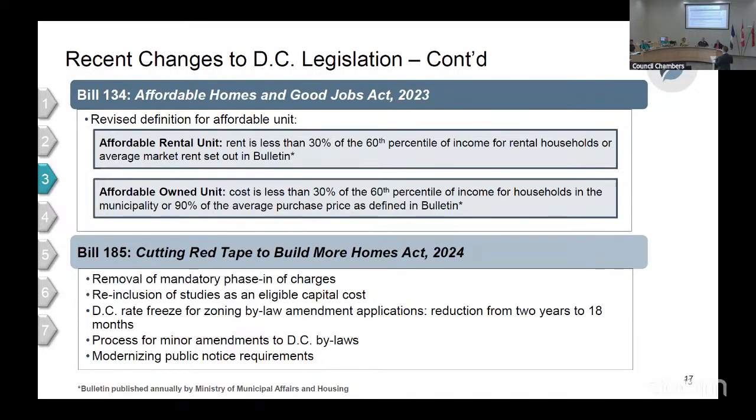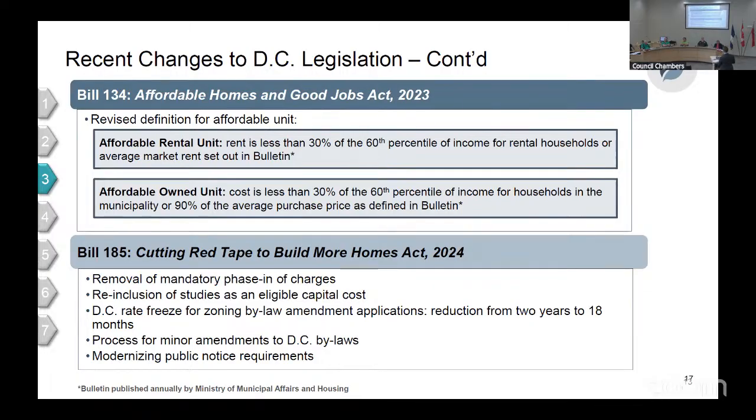So if I am proceeding with my development through a site plan and zoning bylaw amendment, my rate is frozen when I submit my complete application. Once the township approves my application, I then have 18 months to pull my building permits. If I pull my building permits within that 18 months, then I get to pay the rate when I submitted my application. If I wait longer than that, then I pay whatever the rate is of the day.